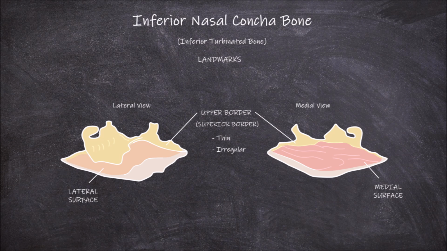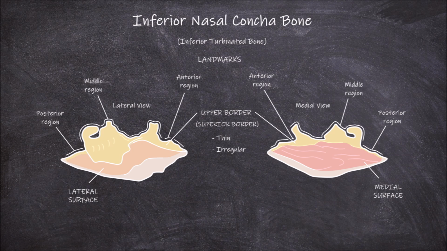This border can also be divided up into 3 regions. The first of these regions is the anterior region. This region is for articulation with the maxilla bone. The second of these regions is the posterior region. This region is for articulation with the palatine bone. The third region is the middle region.